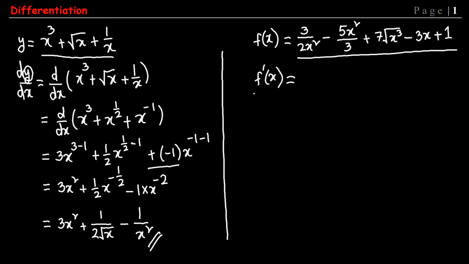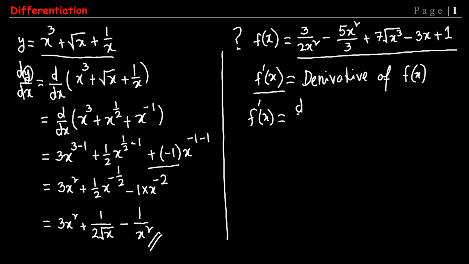So f prime x, what does it mean? On the right side, f x is written, so function of x. So f prime x is what? f prime x, we can say this is the derivative of f x. Actually derivative of f x is the same thing. If we differentiate the whole expression, we can write it dy by dx of f x, same thing. So instead of y, it is written here as f x. So let's do it.